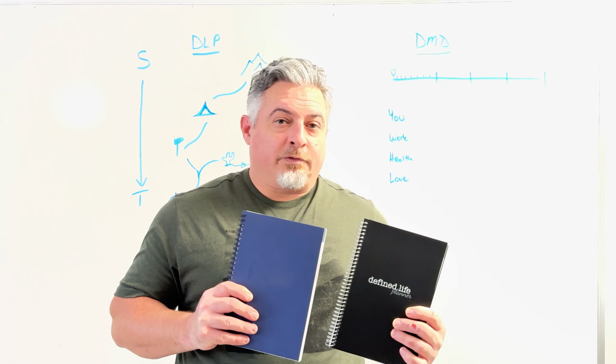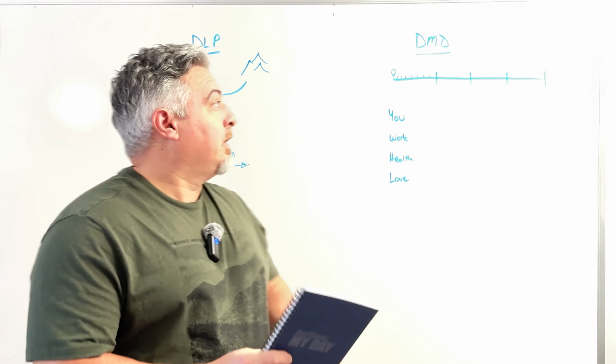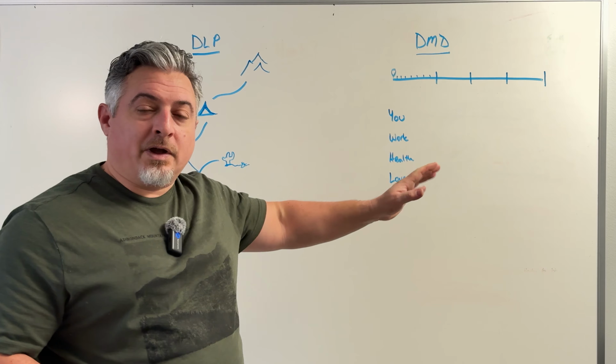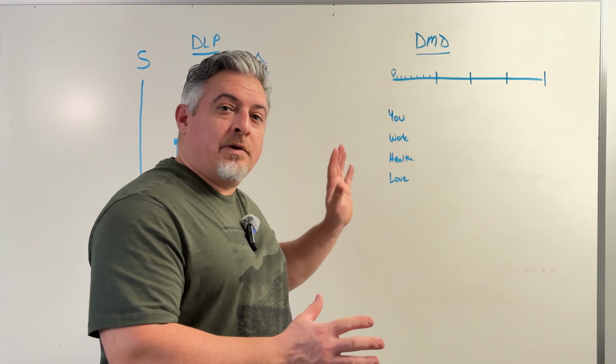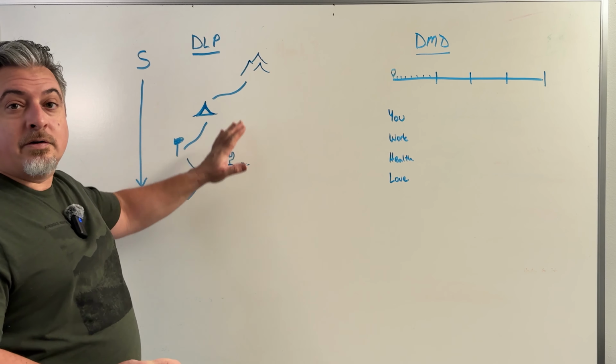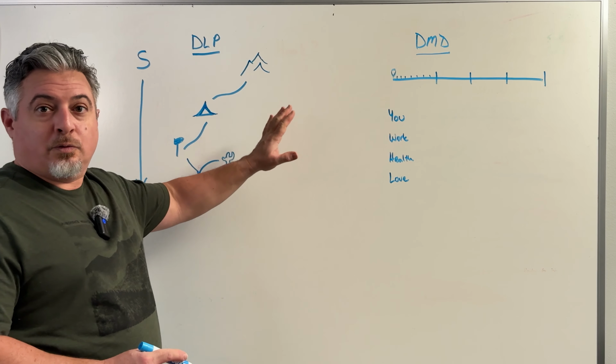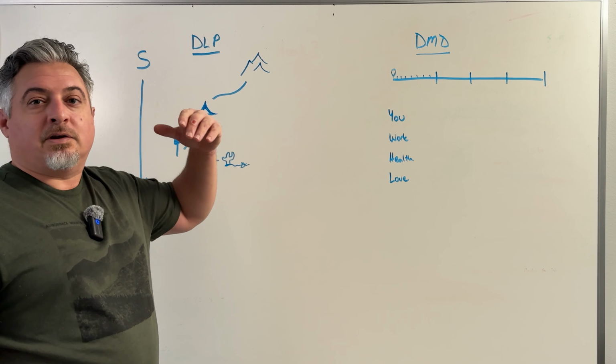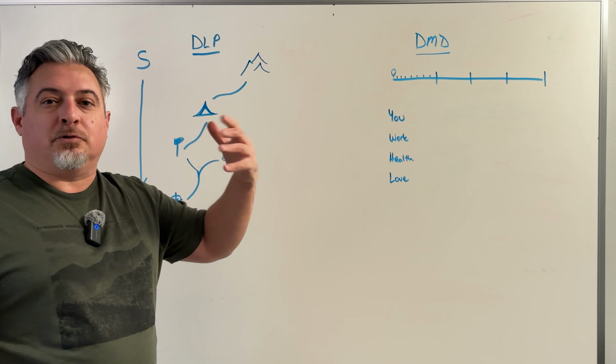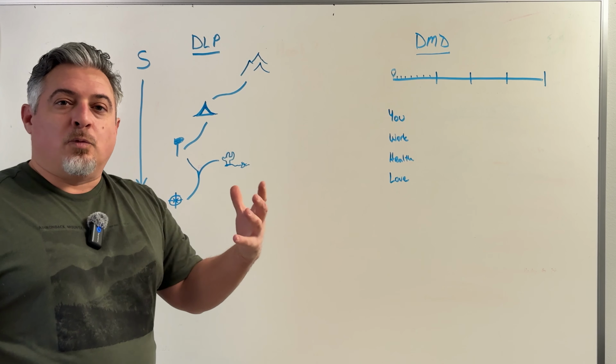So in the two types of planners we have, there are two different styles of goal planning, and I want to walk you through the difference between the two. So over here is a more broad view of your goals. The Defined Life Planner is going to try to walk you through gaining some direction and clarity on where you want to go in life.